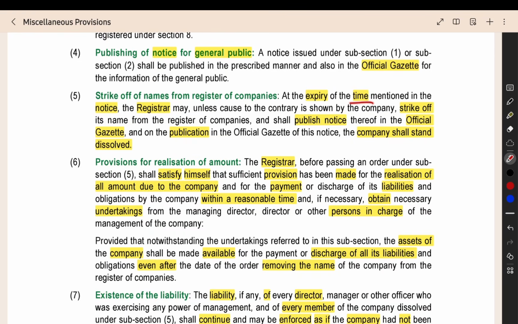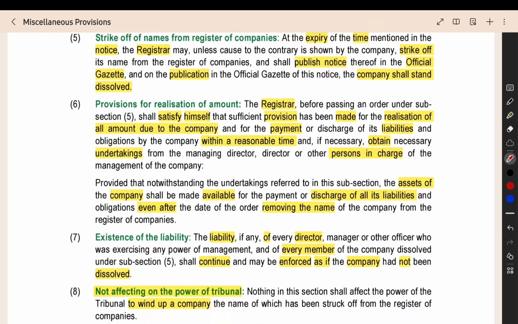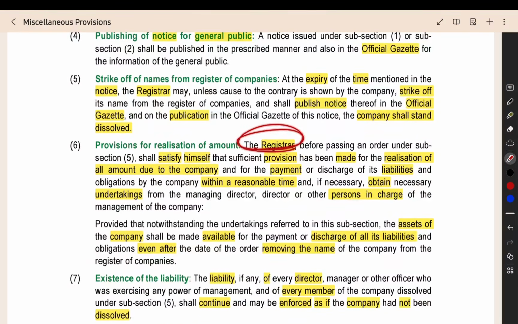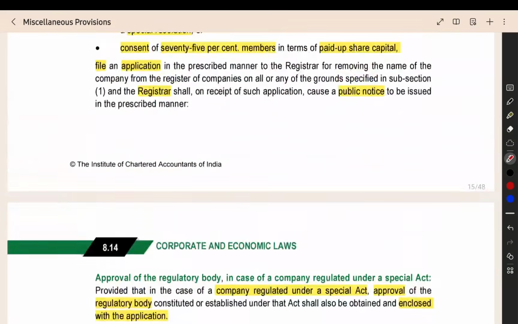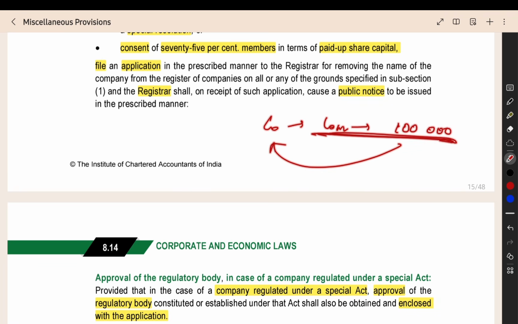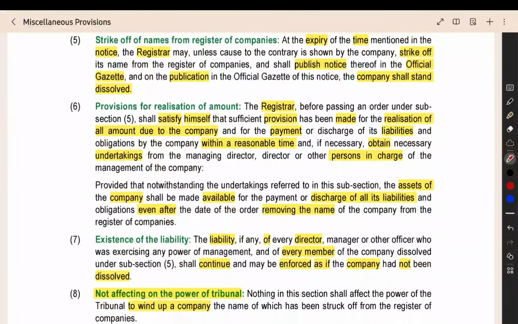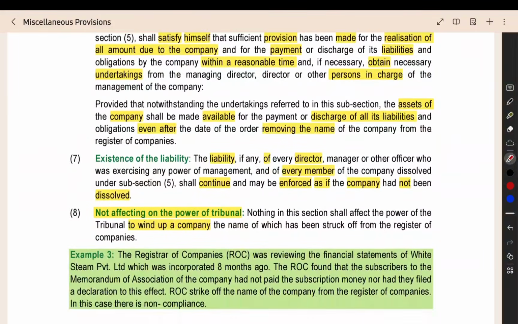Then, after the expiry of time mentioned in the notice, they are giving the public notice, right? In that public notice, you will be giving a timeline. After that timeline completes, they will strike off the name. Then the registrar will satisfy himself. Registrar will make sure that if someone later comes to get the liabilities repaid, or some amount is due to the company, for example, the company has given a loan of 1 lakh rupees, now this is the amount due to the company. Whether they have made proper arrangements so that they can recover this 1 lakh amount even after the strike off has happened, they will see. They have to ensure that before doing the striking off.